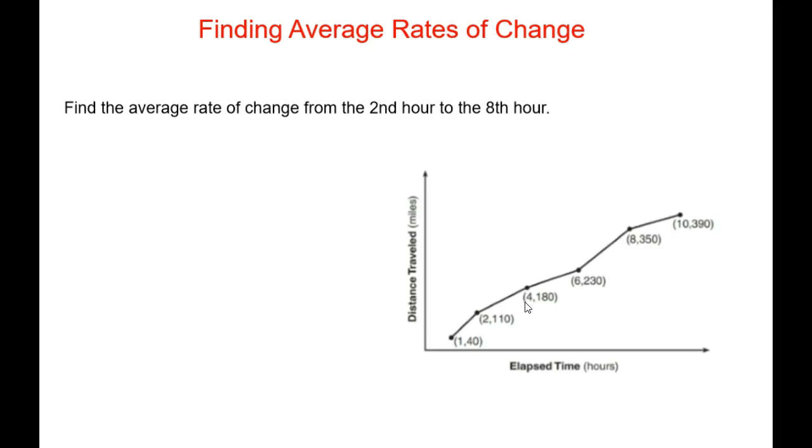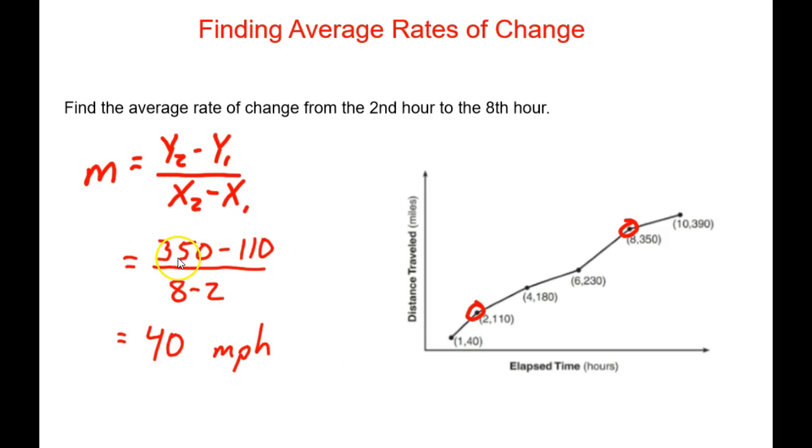So in this problem, we want to find the average rate of change from the second hour, so here, to the 8th hour over here. We can see we have our xy ordered pairs. Now all we have to do is apply the slope formula that we did earlier in the year. M, representing the slope, is equal to y2 minus y1 over x2 minus x1. We have our x and y values, now we just plug them into the formula and simplify.